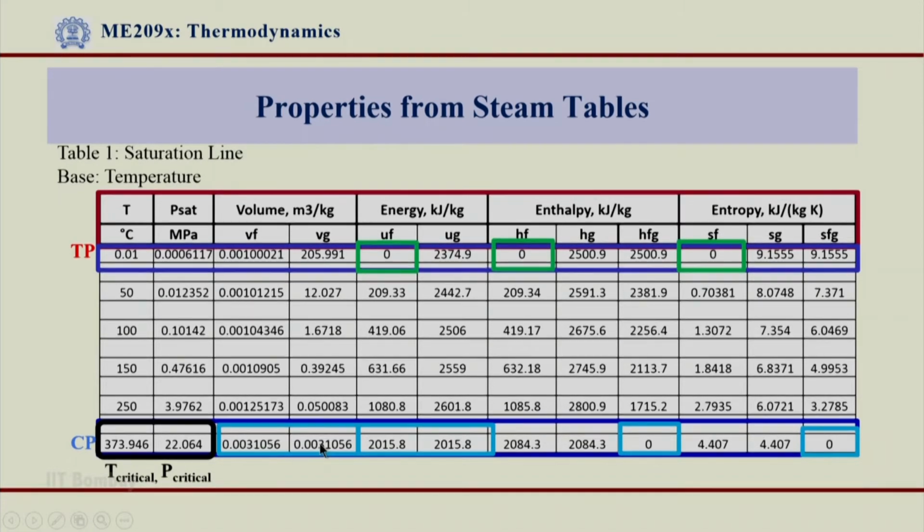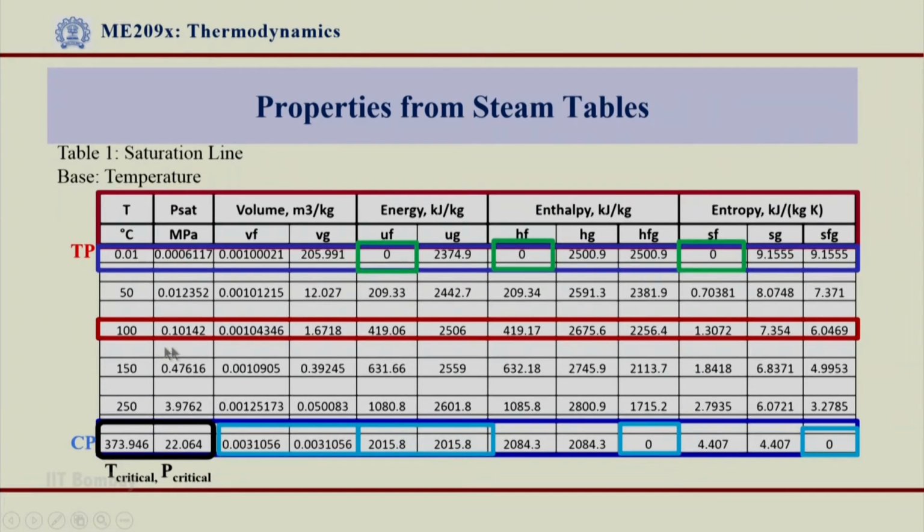When I say Vf is equal to Vg, that means delta V is equal to 0, or Vfg, if I could call it, is also equal to 0. Delta U is equal to 0 because Uf is equal to Ug, and therefore Ufg is equal to 0. In this case again, for enthalpy you can see Hf is equal to Hg, and therefore Hfg is equal to 0. Similarly, Sf is equal to Sg, and therefore Sfg is equal to 0. So at critical point, at temperature and pressure being critical temperature and critical pressure, delta V, delta U, Hfg and Sfg are equal to 0.